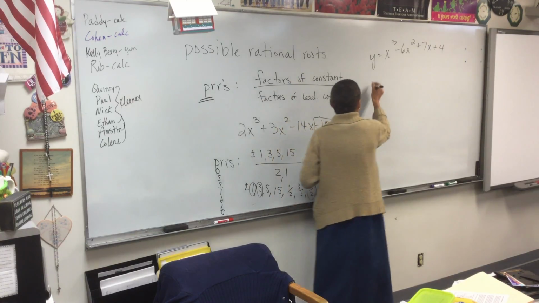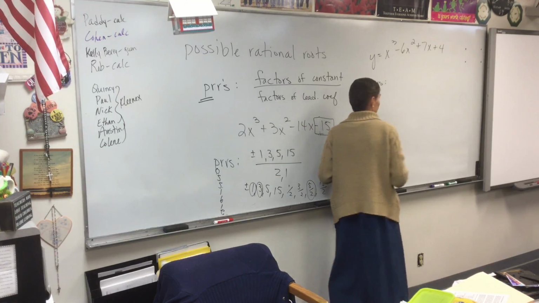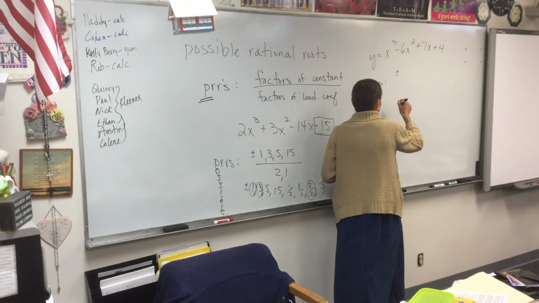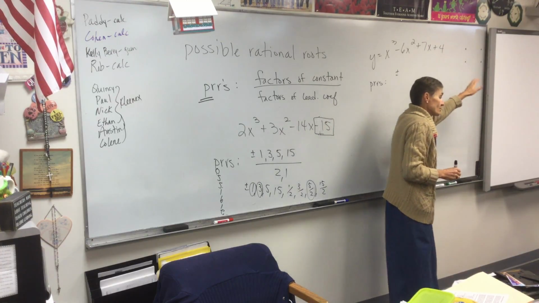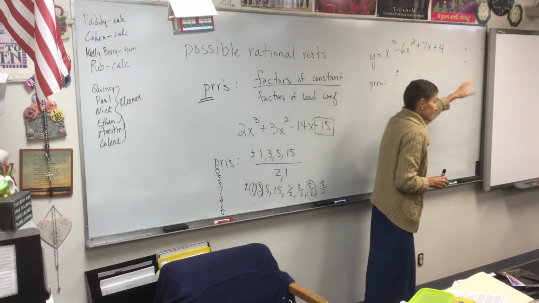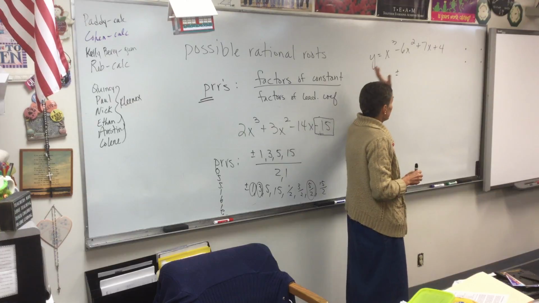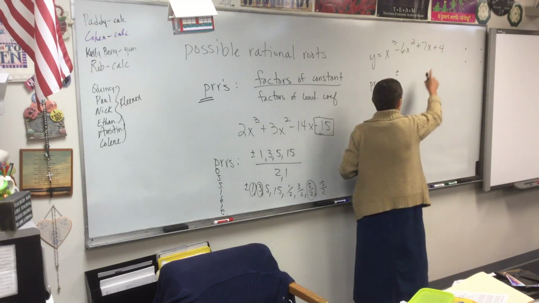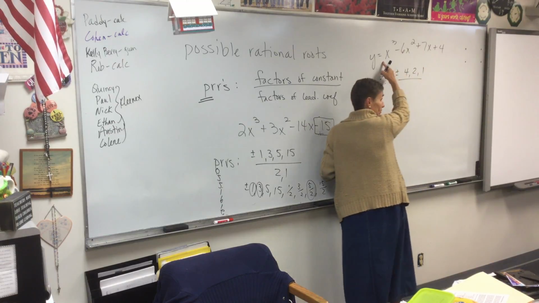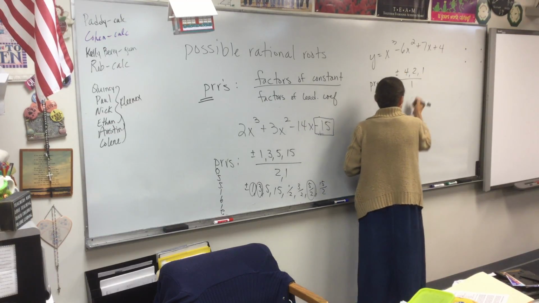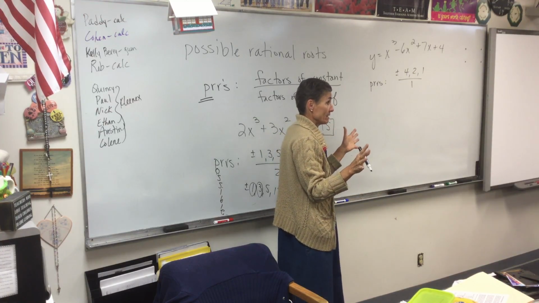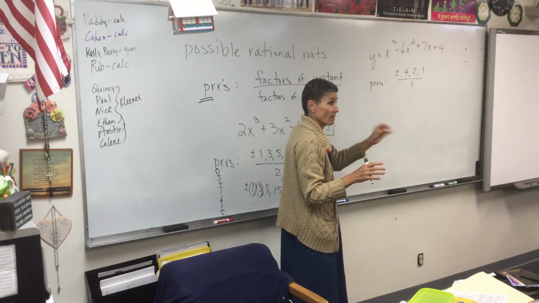Let's be smart. What are our PRRs? What will I be looking for this time? Factors of... Remember, it's always last over first. Like in the Bible, the least shall be first. So last, first, here we go. Factors of 4: 4, 2, and 1, over factors of 1. So you're going to try basically 6 numbers, that's it. Plus or minus 4, plus or minus 2, plus or minus 1.